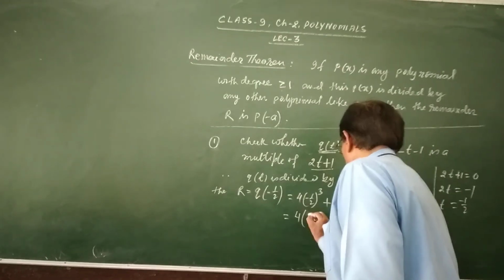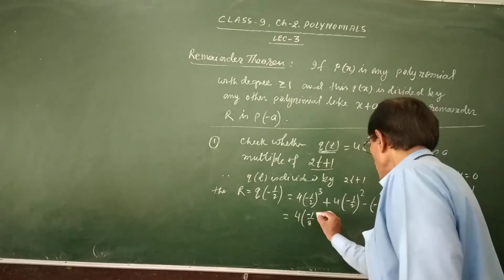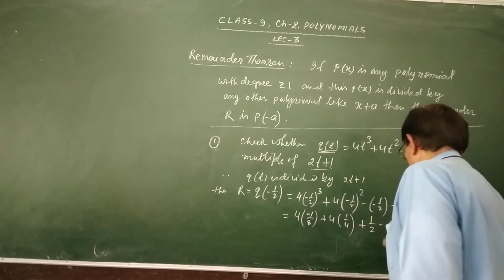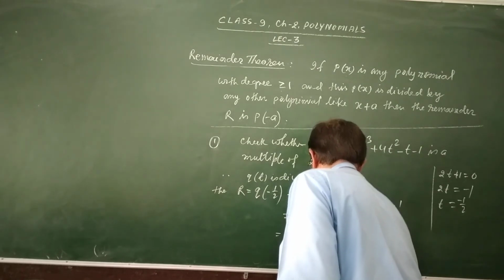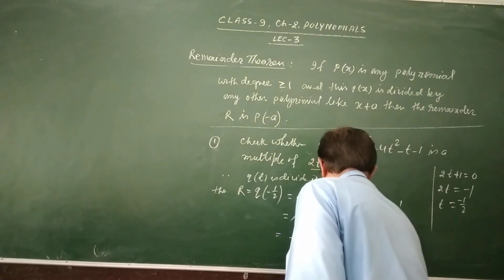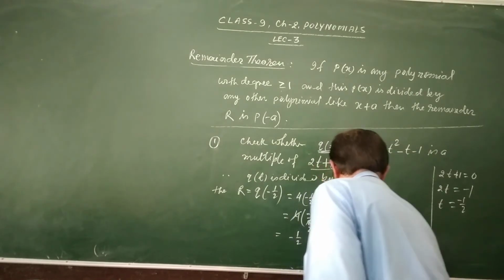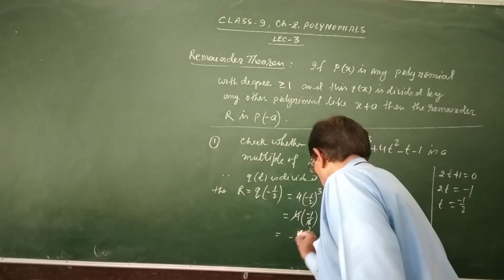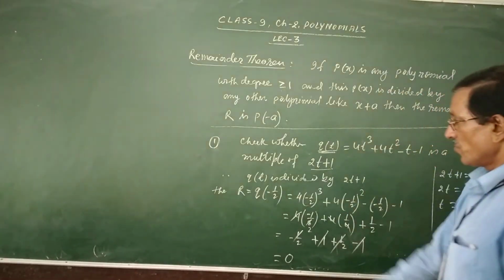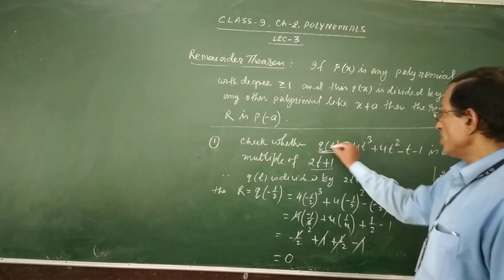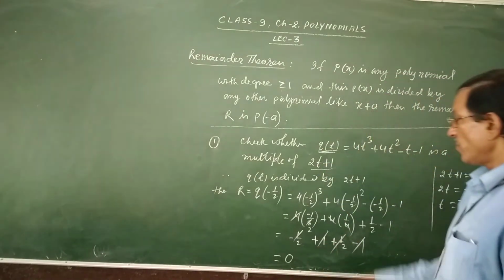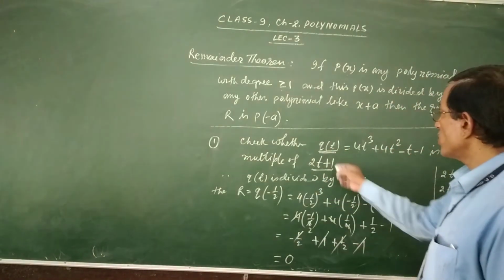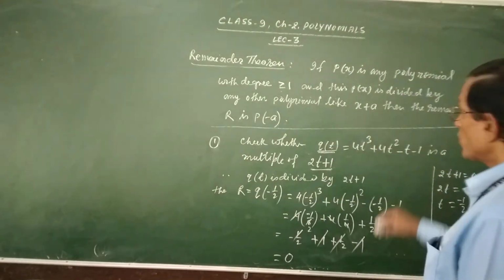4 into minus 1 by 8 plus 4 into 1 by 4 plus 1 by 2 minus 1. Now 4 to 8, it is minus 1 by 2. Plus 1 by 2 minus 1. Plus 1 minus 1 cancel, plus half minus half, and that means the remainder is 0. When q(t) is divided by 2t plus 1, the remainder is 0, and when the remainder is 0, it means 2t plus 1 is a factor of q(t), or you can say q(t) is a multiple of 2t plus 1.